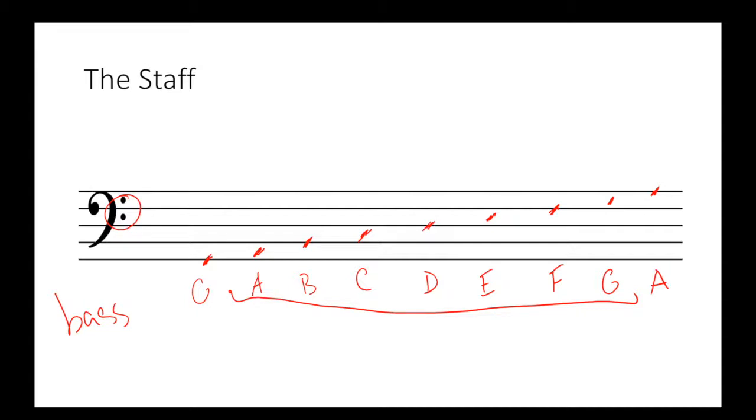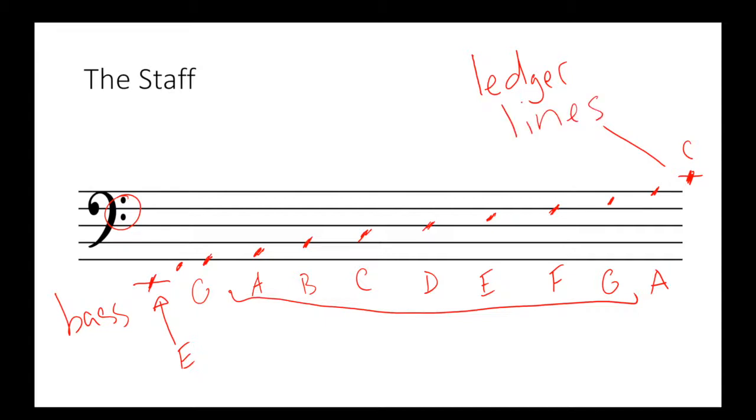And both of these staffs can have extra notes either above or below. So for example, this is an E below the staff, or this would be a C above the staff. And these are called ledger lines. So this is the way that we conceptualize pitch from top to bottom.